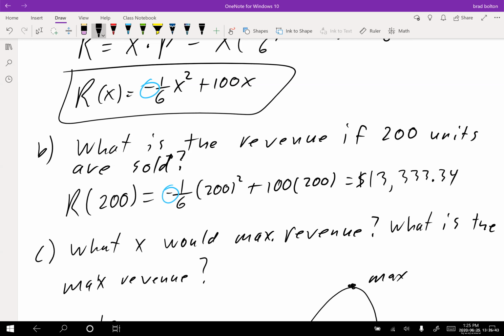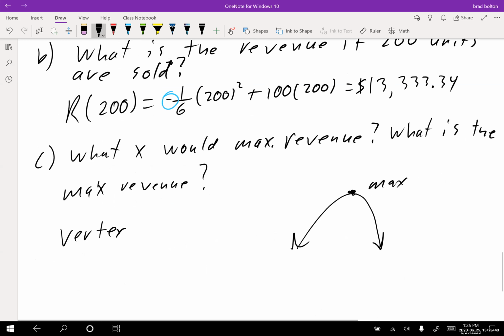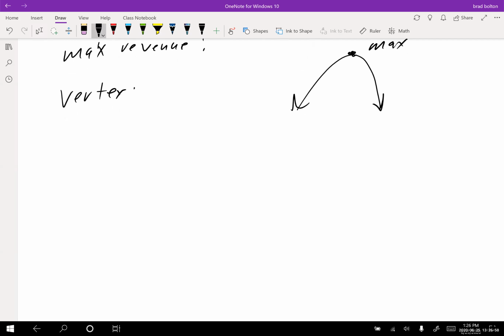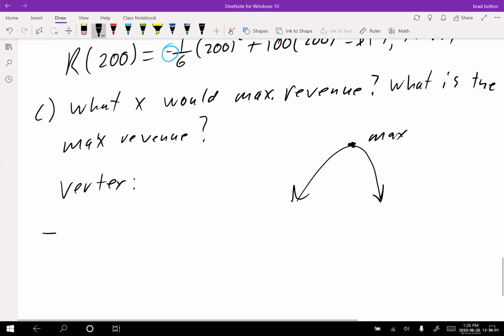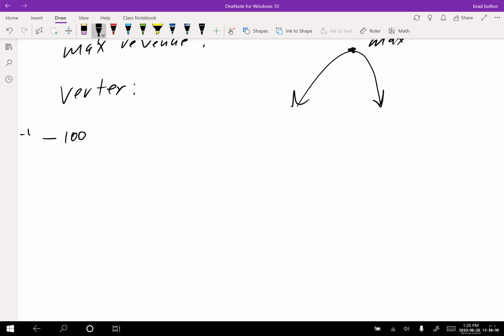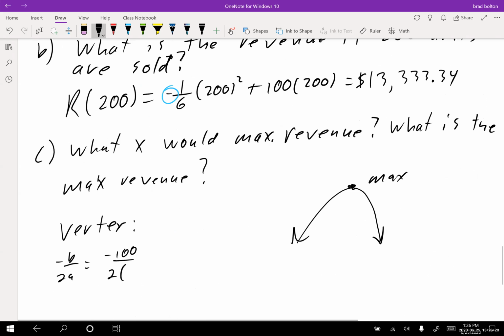So what we're going to do is we're going to find the vertex. Vertex equals negative b over 2a comma f of negative b over 2a. Okay, so we're going to find that down here. So negative b, so in this problem, b is 100. So negative 100 over 2 times a, but we know that a is negative 1/6.